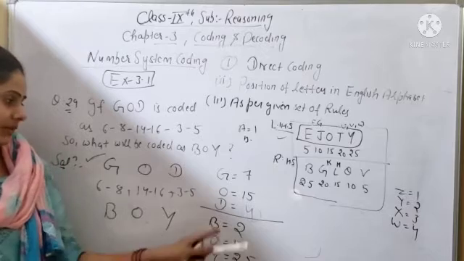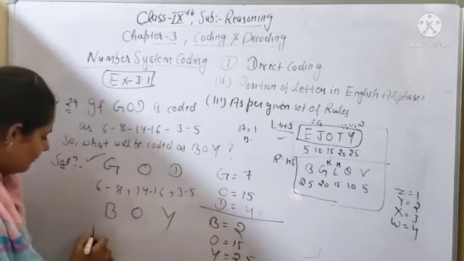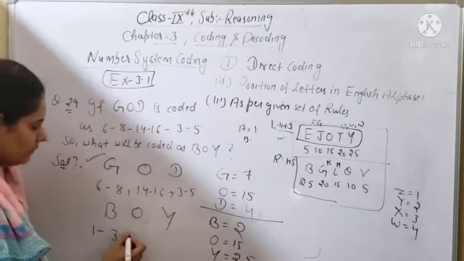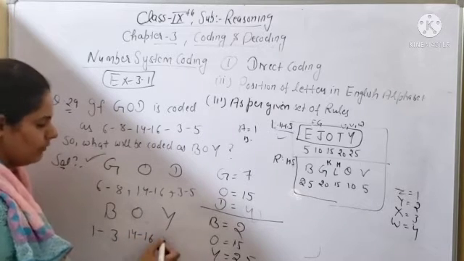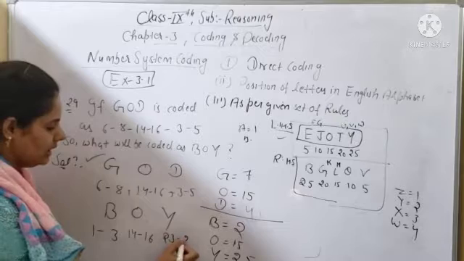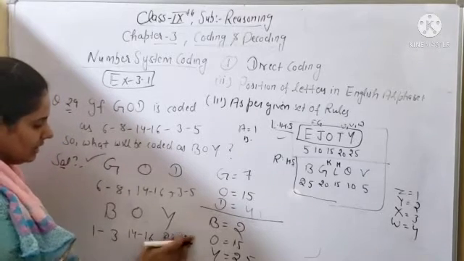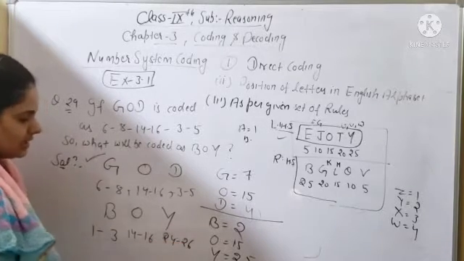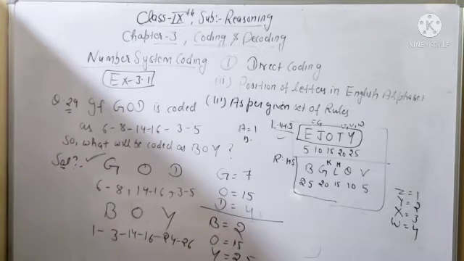Now you have to find out which two numbers these numbers will lie between. So 2 will lie between 1 and 3. So at the place of B we will write 1 and 3. Next, 15 will lie between 14 and 16. And Y, 25, will lie between 24 and 26. Sorry, 25 will lie between 24 and 26. Clear? After that you can put a slash here also. So this one code is 1, 3, 14, 16, 24, 26.